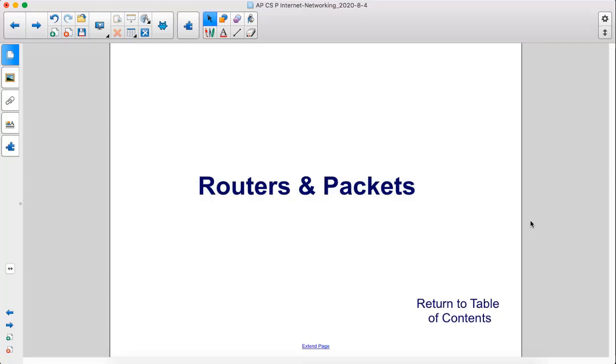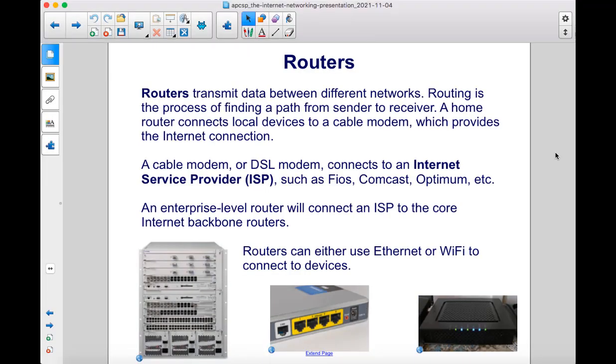Routers and packets. Routers transmit data between different networks. Routing is the process of finding a path from sender to receiver. A home router connects local devices to a cable modem, which provides the internet connection.